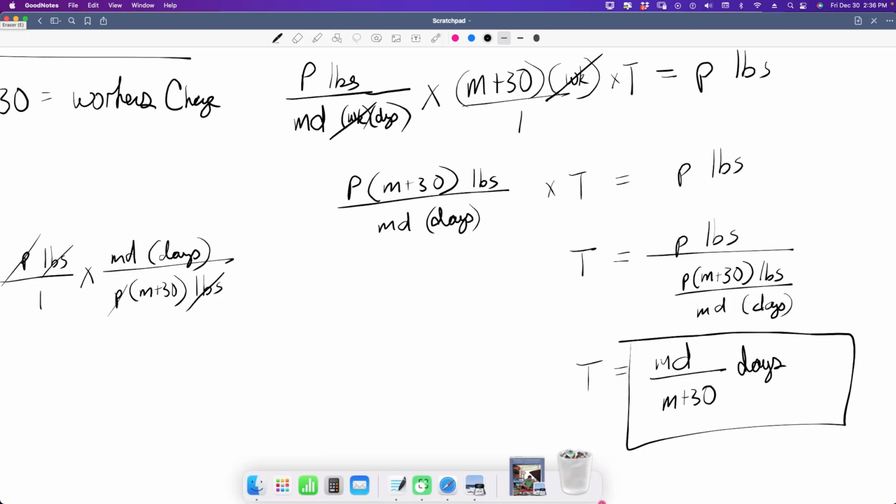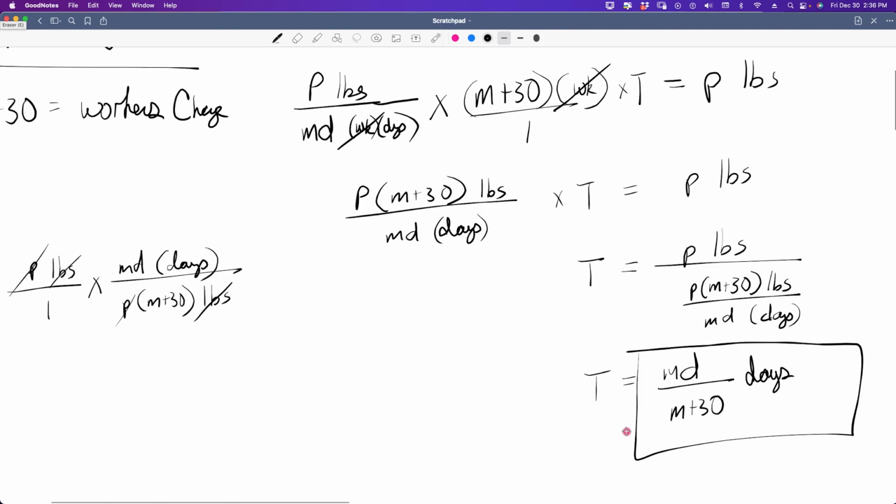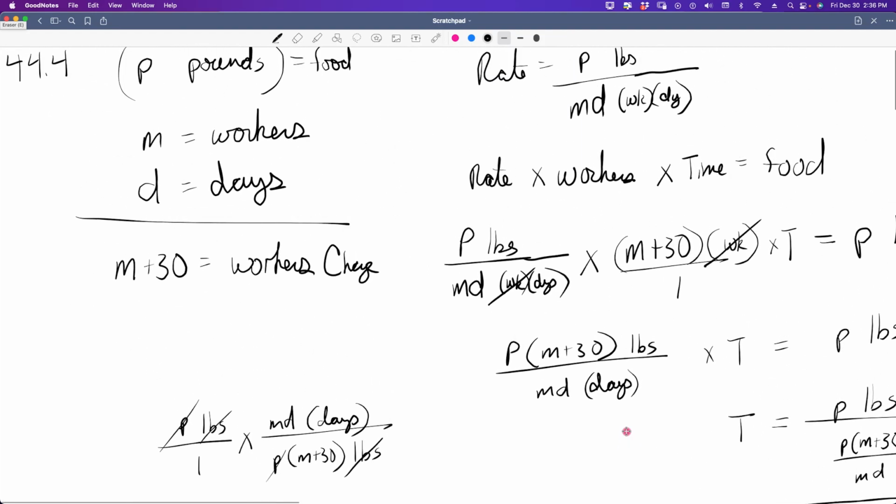So the number of workers times the number of days we want to feed them, divided by the new quantity of workers, gives us the number of days that we have food, which makes sense when you talk it through like that. It's all about understanding what the question is asking. From the very beginning, all of our word problems have been, what is the question asking? What do I need to focus on? So really think about the word problems.